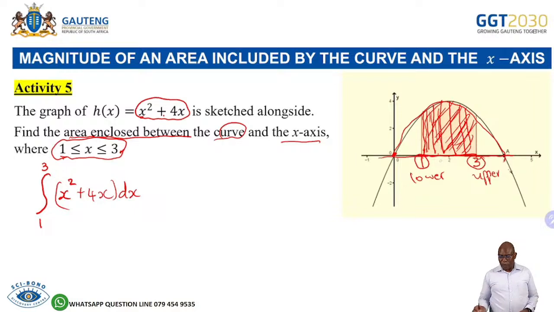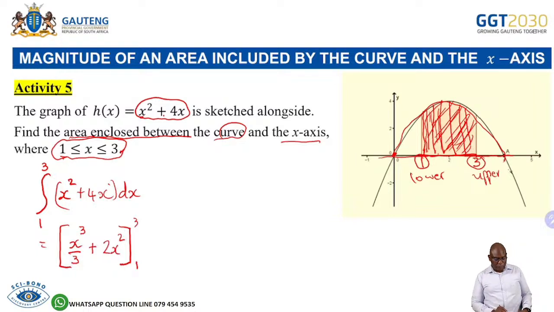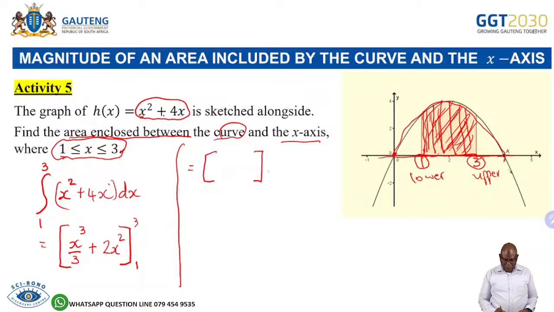Then I'm quickly going to get the integral. What is the integral of that? It's x to the power of 3 over 3, plus 2x squared. Remember we add 1 to the power, and 4 divided by 2 is 2. Once I've done that, what do I do? Remember, two brackets. We subtract.